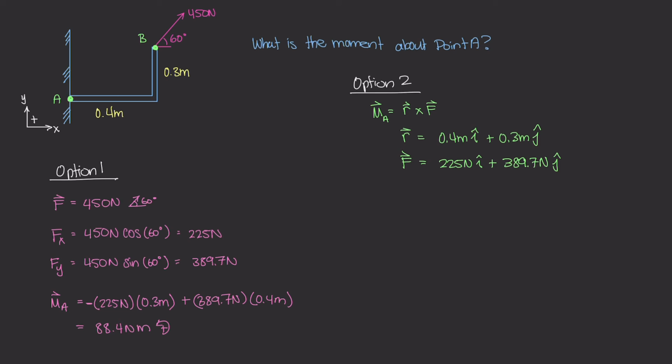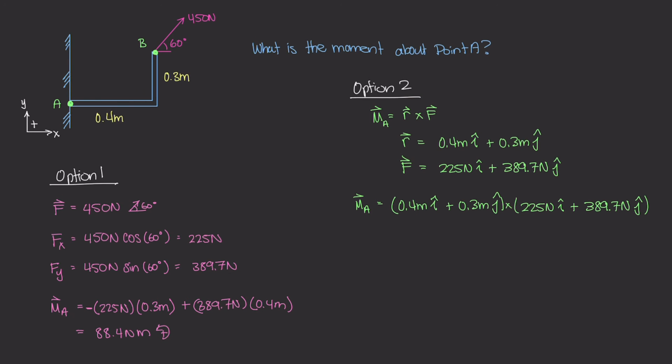Okay, so if we just plug this into our definition right here, what we get is this right here. So we have a cross product between the position vector and the force vector. So we can start doing the cross products now. We can start off with this first term and cross it with this first term, but we know that if we're doing i cross i, that's going to be 0. So that first distribution is simply going to be 0.